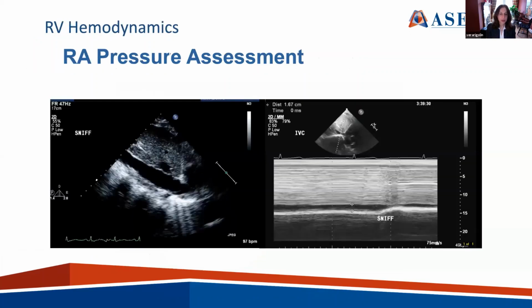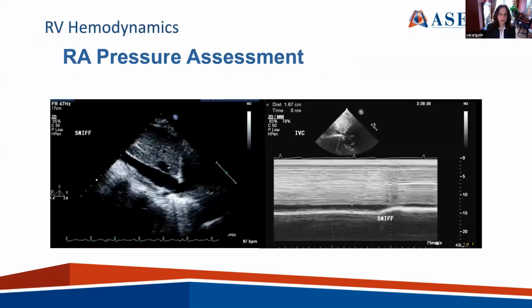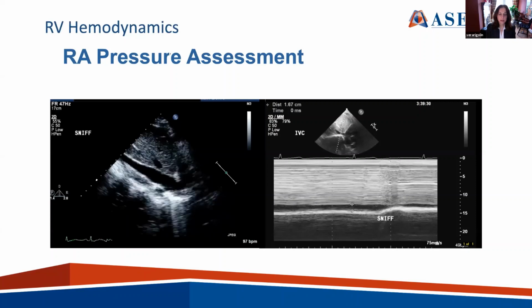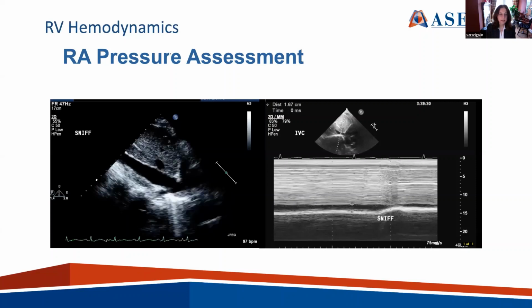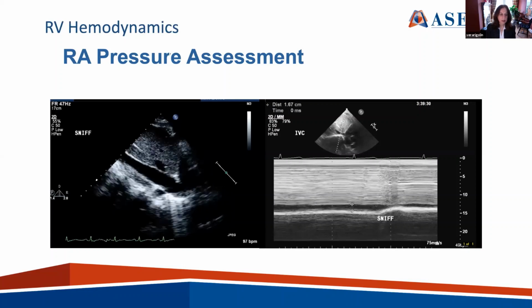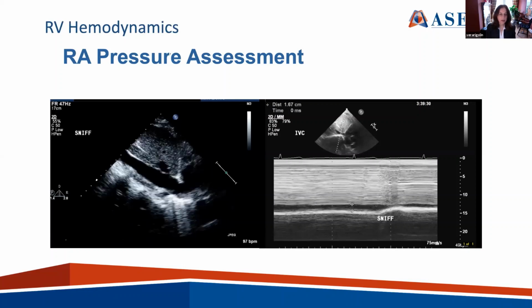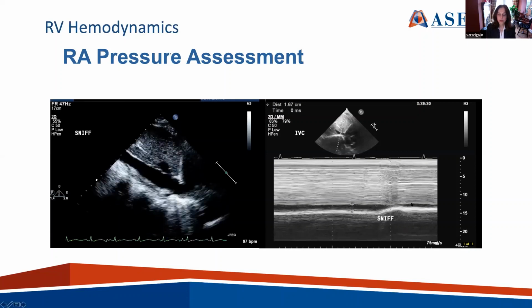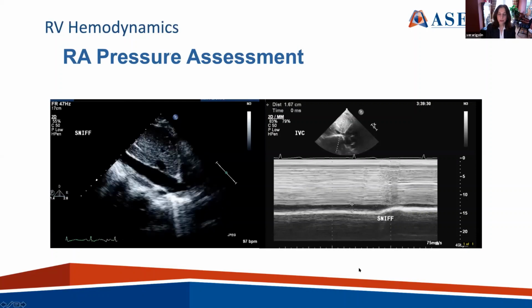The right atrial pressure is assessed by looking at the inferior vena cava, and we have the patient take a sniff and see how much the IVC collapses. And the key value is looking at a greater than 50% collapse in the IVC diameter, as shown in this M-mode measurement of the sniff here.